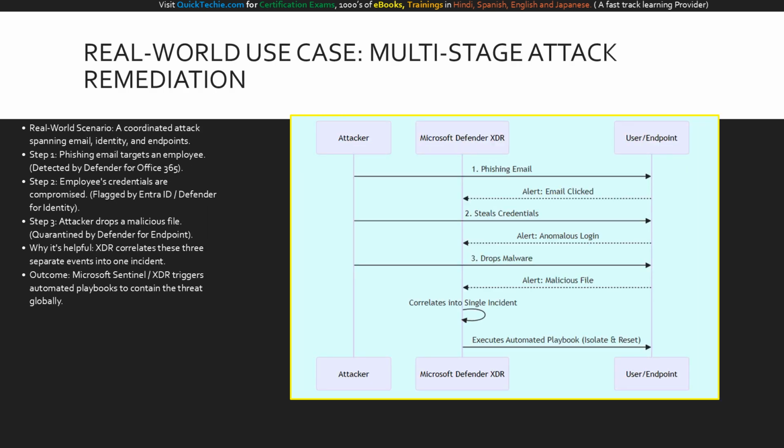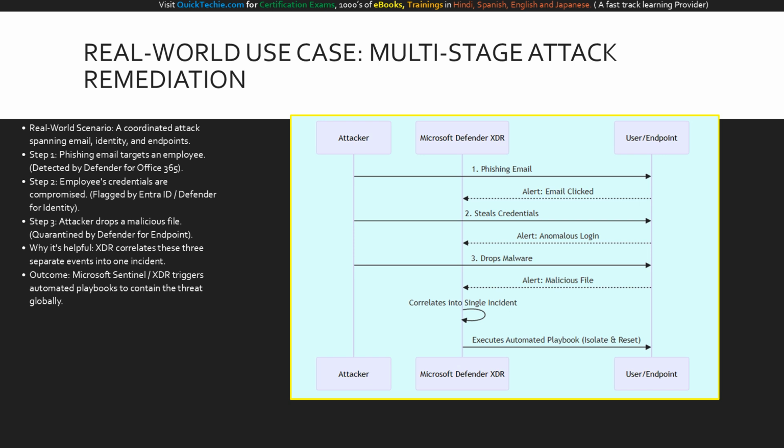Let's bring this all together with a highly practical, real-world use case, defending against a multi-stage attack. Imagine an employee receives a highly sophisticated phishing email. They accidentally click a malicious link, their credentials are stolen, and a malicious payload is downloaded to their laptop. In a traditional setup, you would have three separate alerts in three different tools, overwhelming your analysts. But with Microsoft Defender XDR, these are correlated.